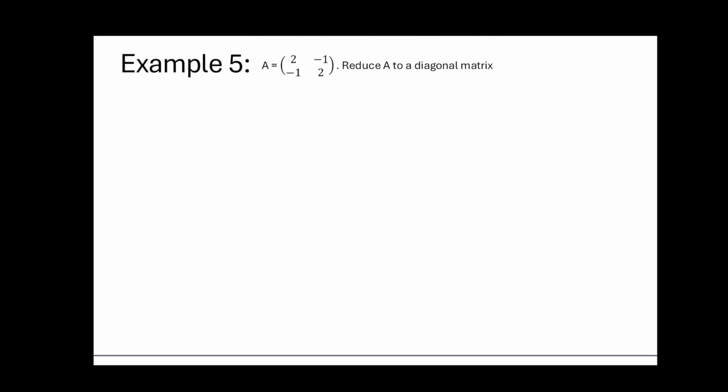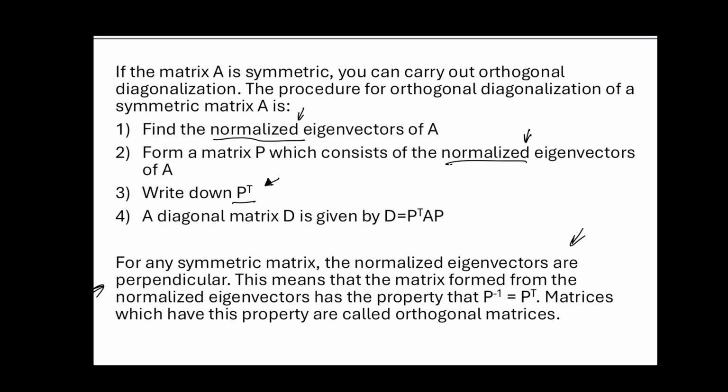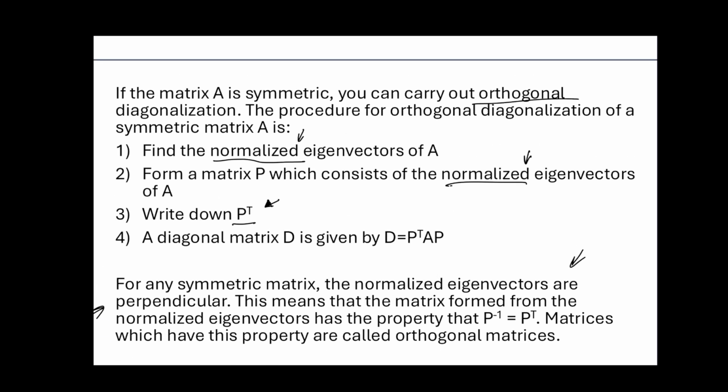So we have A, and we need to reduce A to a diagonal matrix, and A is symmetric, as you can see. So that means we are going to be using orthogonal diagonalization. Step 1 is to find the normalized eigenvectors. In order to do that, we need to find the eigenvalues. In order to find the eigenvalues, we need to write down the characteristic equation.